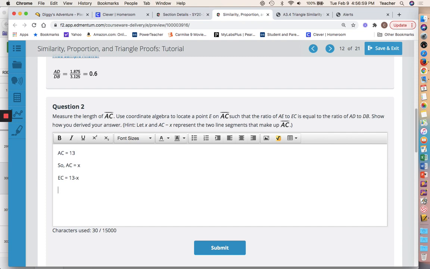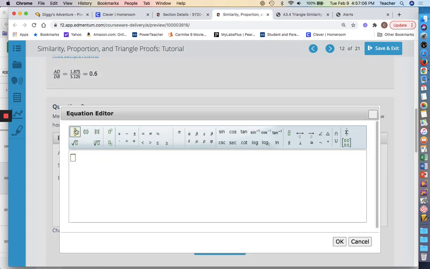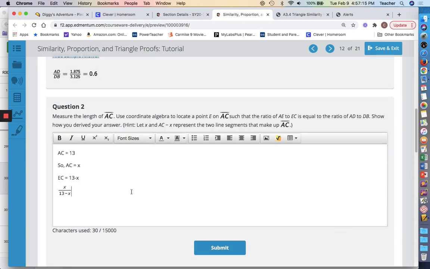All right, so proportional, okay, it's going to be kind of hard to write. Let me do my equation editor. I need a box over a box for a fraction. So X will be on top, and the 13 minus X will be on the bottom. All right, there's my ratio. Now that's going to equal 0.6 because that's the same ratio I found up in question number 1. Okay, so it looks like I gotta solve an equation here.